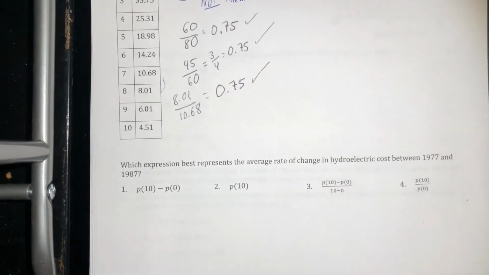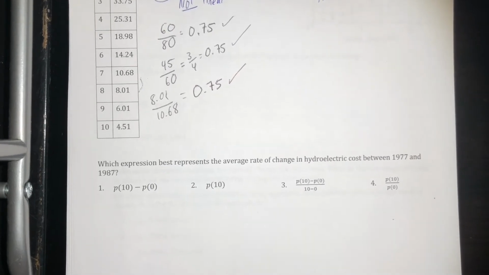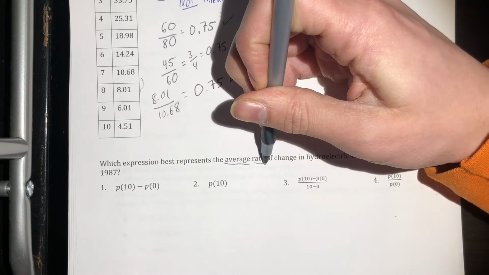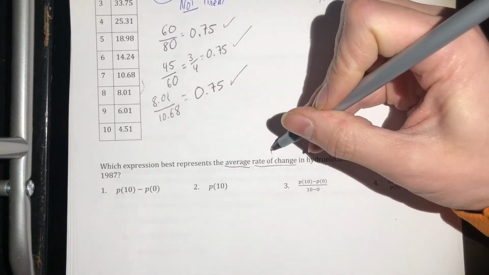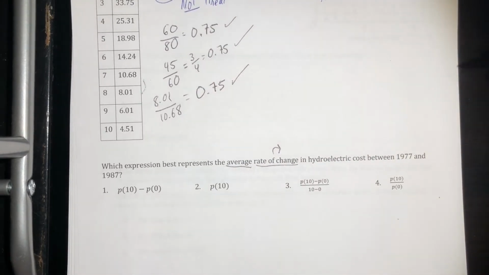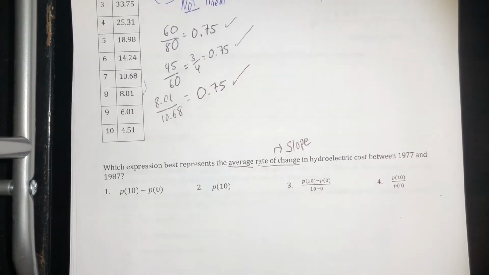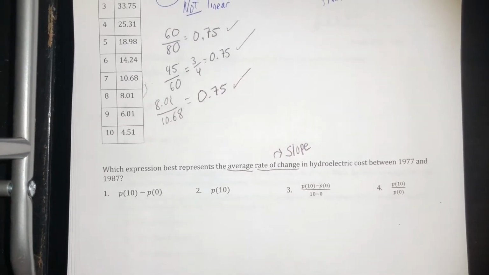So pause the video and see if you can figure out which one of these would actually give us a rate of change. And just one more hint: rate of change should be pretty synonymous or interchangeable in your head with slope. All right, so which one of those gives us slope?